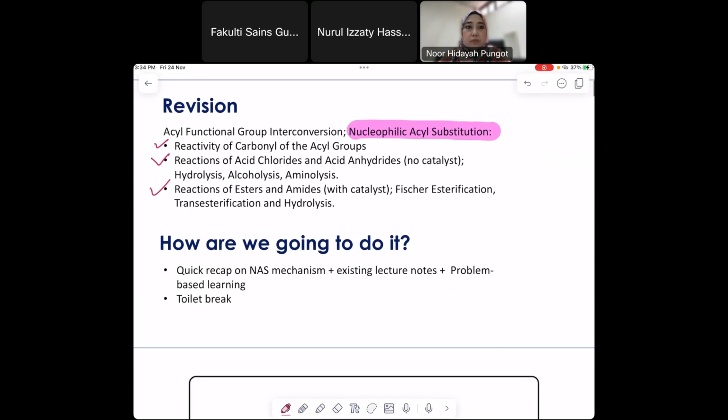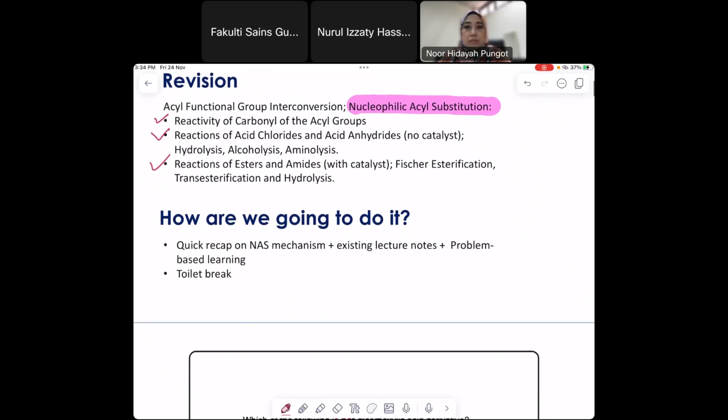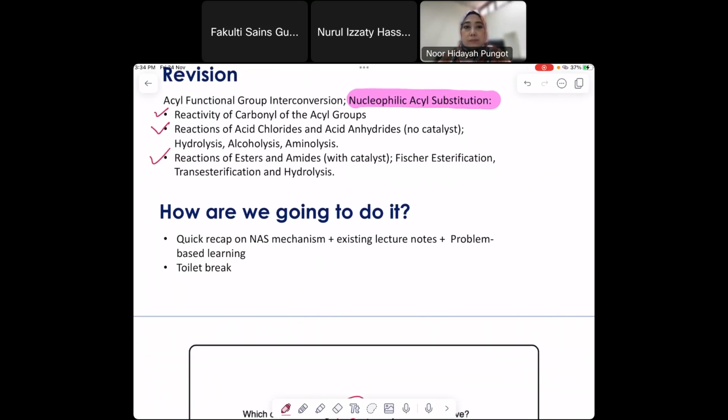So how are we going to do this? I'm going to do a very quick recap on this NAS. I call nucleophilic acyl substitution the NAS mechanism, and I will also extract the lecture notes from Dr. Hidayah. So at least when I explain, you know where you are in the current slides you have, and I just extract them too.